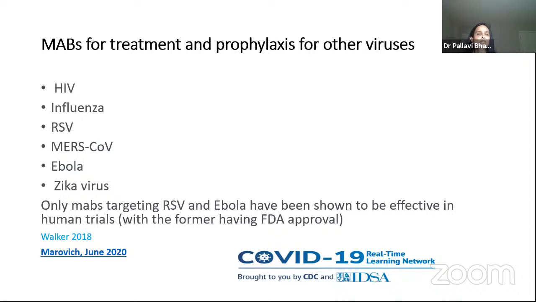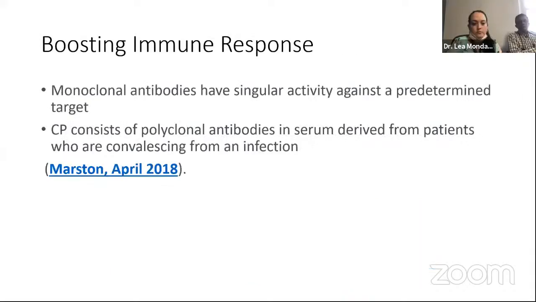Is this unique to this virus? Not at all. All ID people are very much familiar with pathogen-specific single target monoclonal antibodies for HIV, influenza, RSV, MERS-CoV, Ebola and Zika. In fact, RSV and Ebola have shown good efficacy in human trials, and the monoclonal antibody against RSV actually has FDA approval. I don't know if Parikshit and Ramesh have used it in their immunocompromised population.